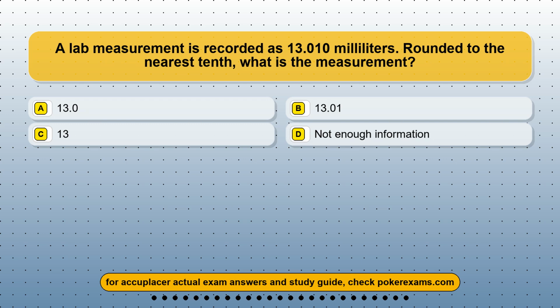Question 1. A lab measurement is recorded as 13.010 milliliters. Rounded to the nearest tenth, what is the measurement? Option A, 13.0. Option B, 13.01. Option C, 13. Option D, not enough information.